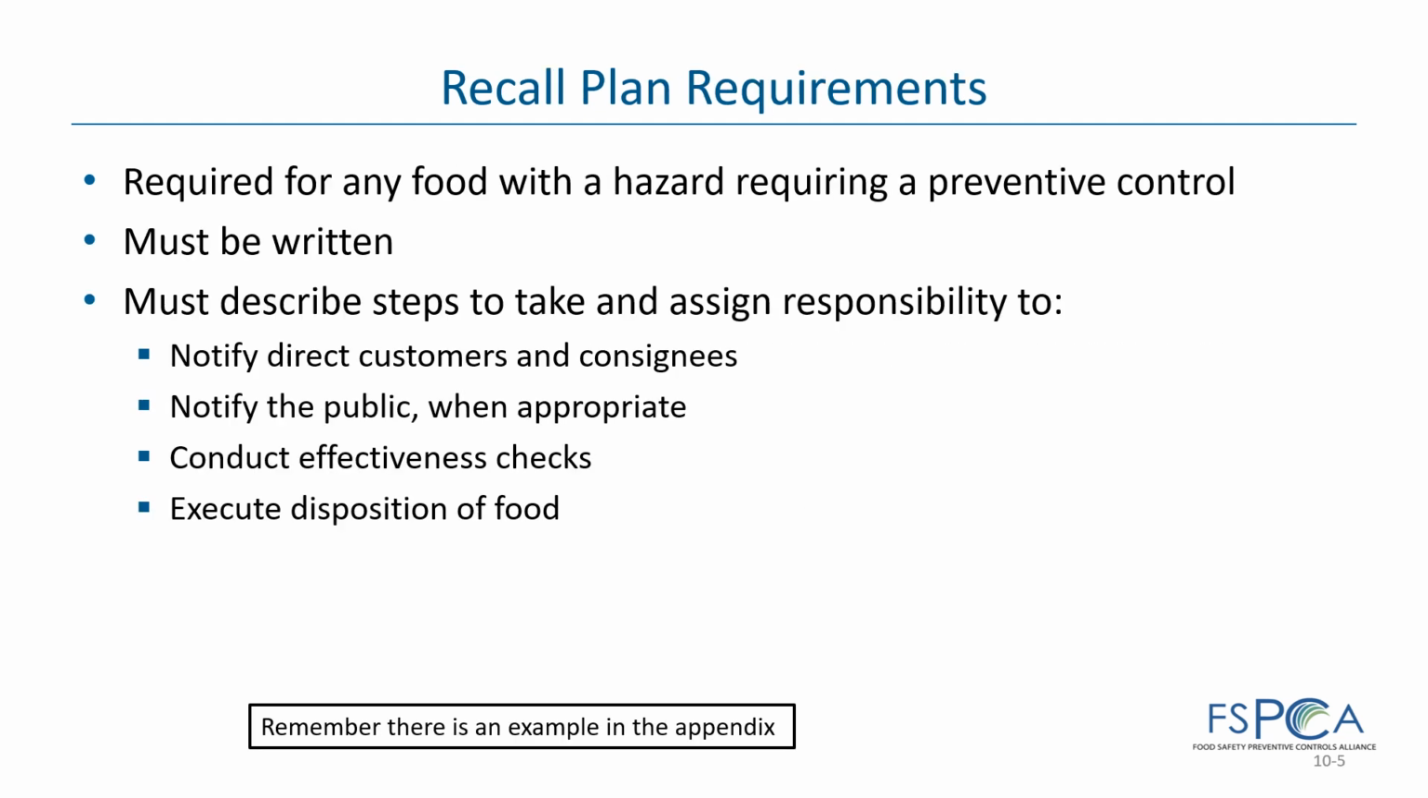Here is a quick description of some of the recall plan requirements, which I think come out of that regulation that we just read a few minutes ago. Again, this is required for any food that is deemed requiring a preventive control, or a hazard requiring a preventive control. It does need to be written down, and it has to describe really specific steps and assign responsibility for who is going to notify direct customers and consignees, who's going to notify the public when that's appropriate, who's going to conduct effectiveness checks and how do we do that, and how do we execute the disposition of food, and how do we make those decisions.